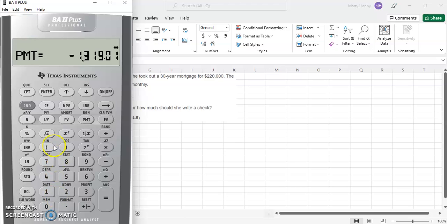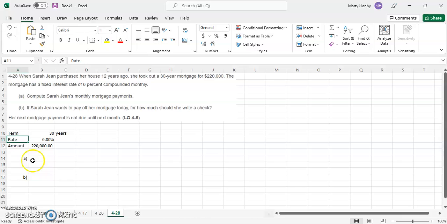So now the balance. There's 30 minus 12, which is 18. So that's 18 years remaining. So 18 times 12 is 216 payments remaining. And then we hit compute and PV. And that is $173,974.77.